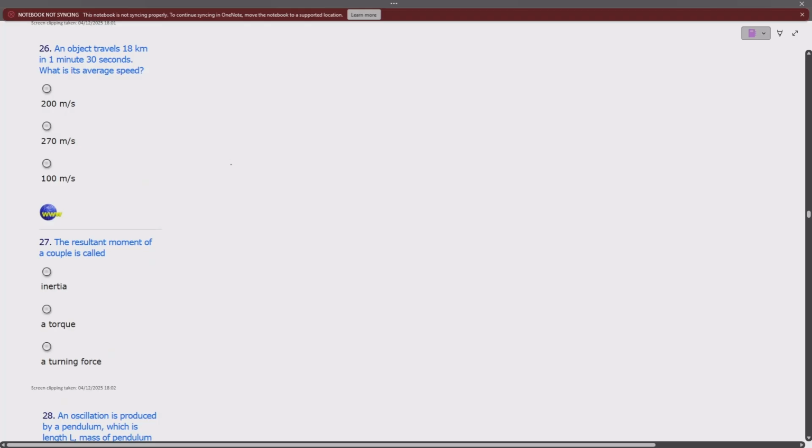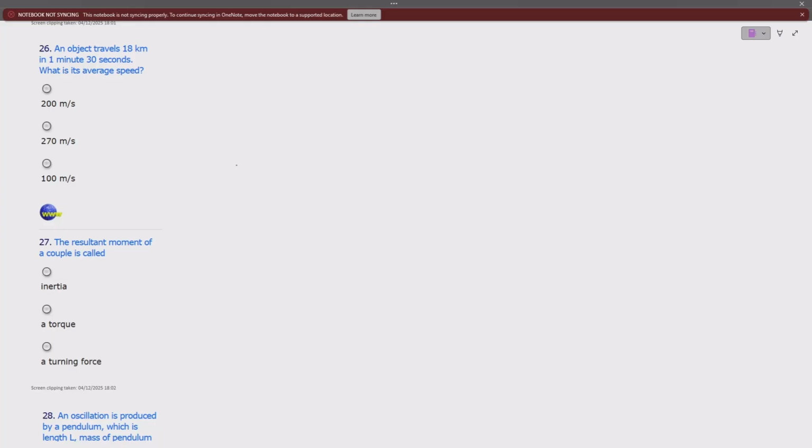An object travels 18 kilometers in 90 seconds. What is the average speed? We are still on speed. Speed equals distance over time. You have been given the distance to be 18 kilometers. And the time is 90 seconds.